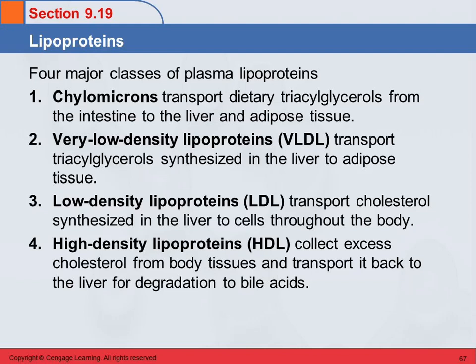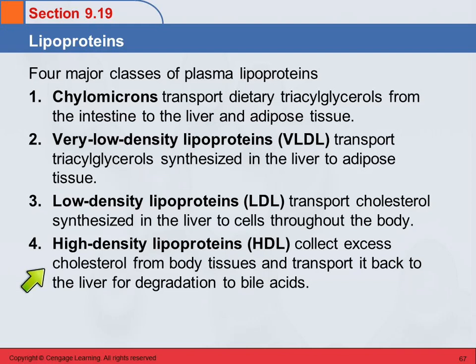There's 4 major classes, the chylomicrons. These take the dietary triacylglycerols, which we've talked about, from your intestine to your liver and to your fat tissue. So these are working on the food that you eat. And the very low density lipoproteins are going to transport triacylglycerols that you made in your liver to your fat tissue. The low density lipoproteins take cholesterol from the liver to cells throughout the body. And the high density lipoproteins collect that excess cholesterol and bring it back to the liver so it can be taken apart and used for bile acids.